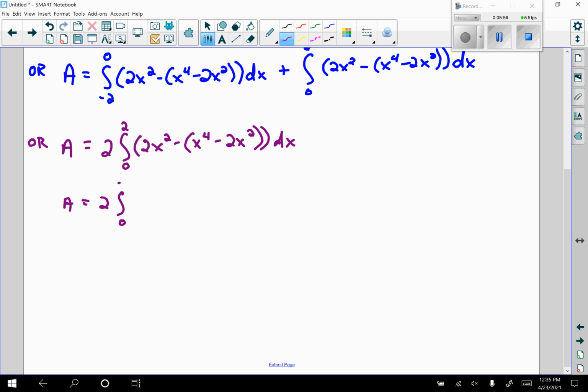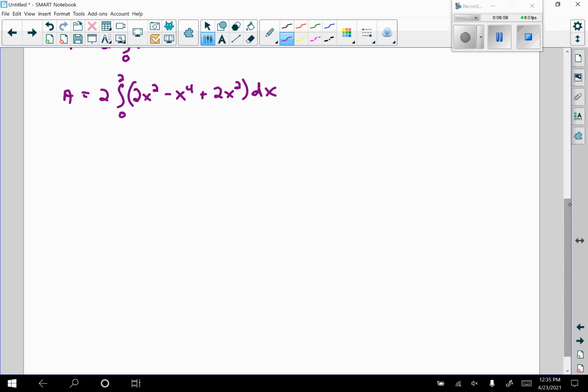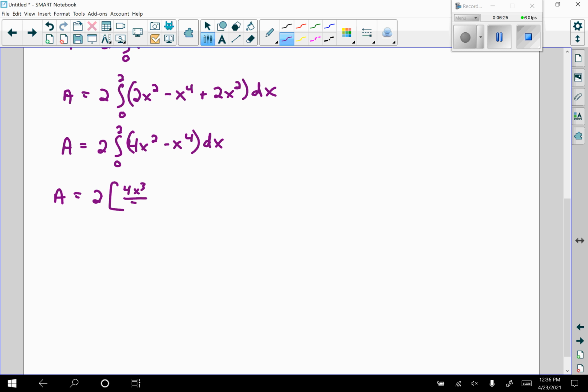So I'm going to start by carefully distributing this negative sign. So we get 2x squared minus x to the fourth plus 2x squared dx. Combine our like terms. So we're going to get 4x squared minus x to the fourth dx. Take the antiderivative here. So we're going to get 4x cubed over 3, or 4/3 x cubed, minus x to the fifth over 5, from 0 to 2.